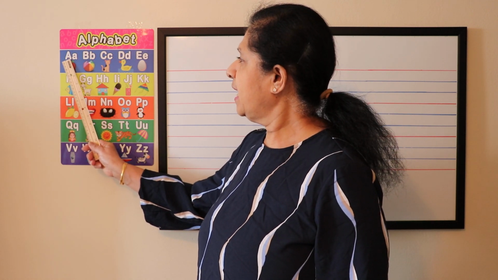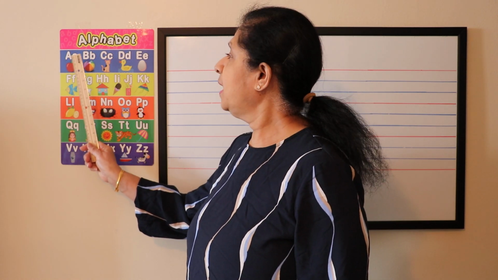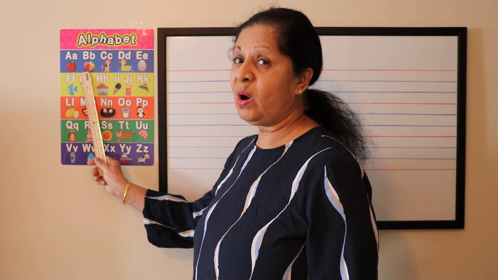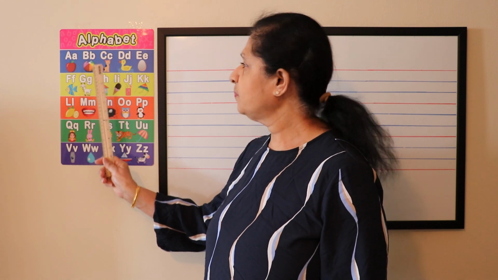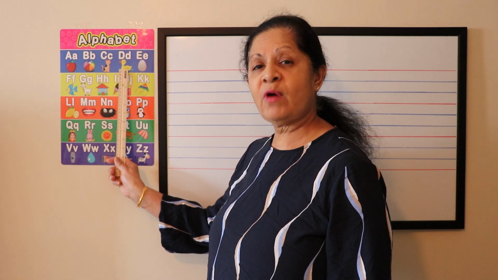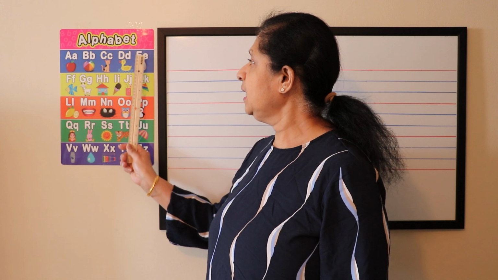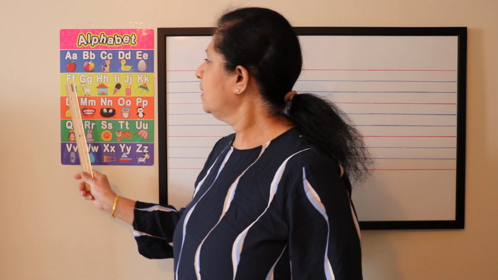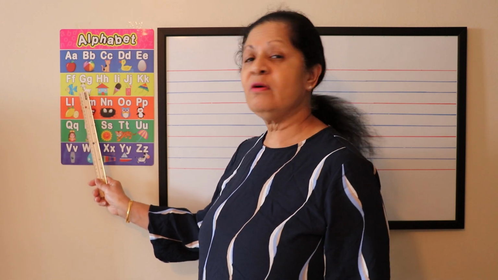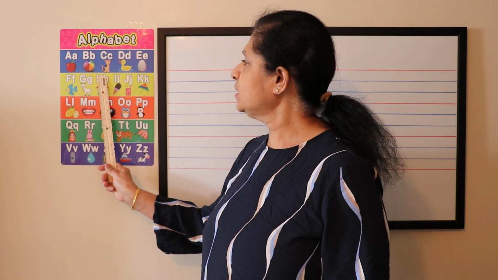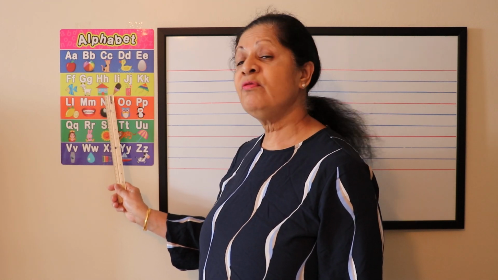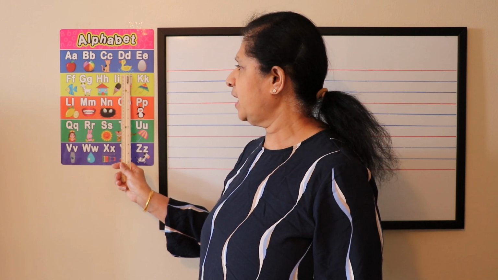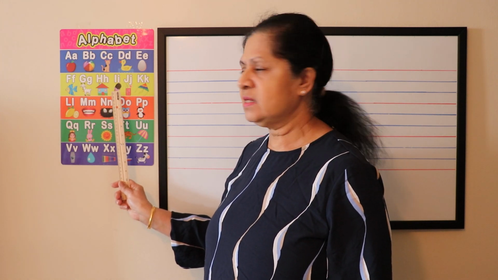A for apple. B for ball. C for cat. D for duck. E for egg. F for fish. G for goat. H for house. I for ice cream. J for juice.